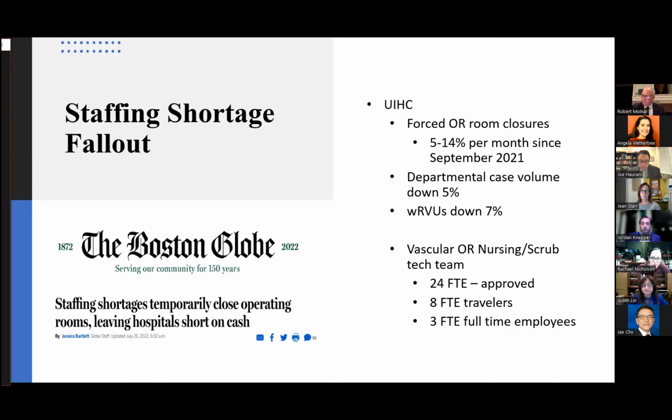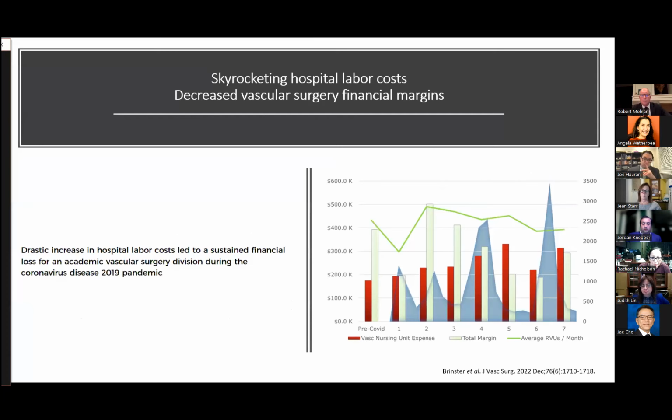Our vascular team is considered fully staffed at 24 FTE. We haven't had that level of staffing in years, even going back to pre-pandemic times. And we currently have 8 travelers and 3 non-travelers, and 1 has recently decided to quit. So pretty soon we're going to be even worse off than we were before.